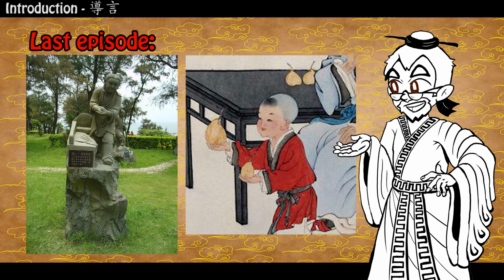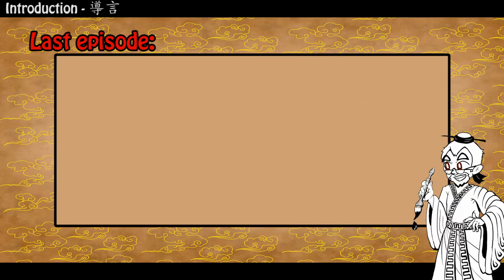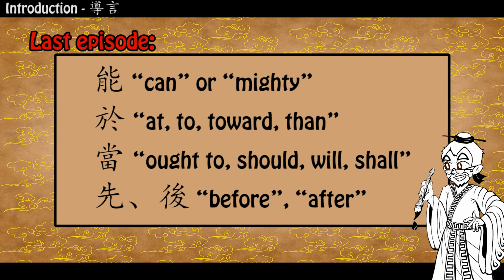Last episode, we learned about the famous Eastern Han wonder children Huang Xiang and Kong Rong, and their remarkable examples of filial piety and brotherly duty. We also went over a few grammar points: neng, can or mighty; yu, at, to, toward, than; dang, ought to, should, will, shall; and finally, xian and hou, before and after.